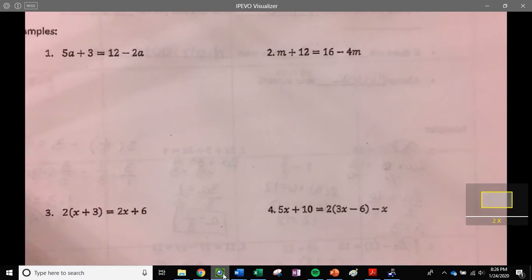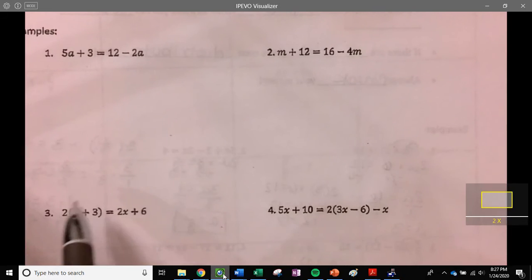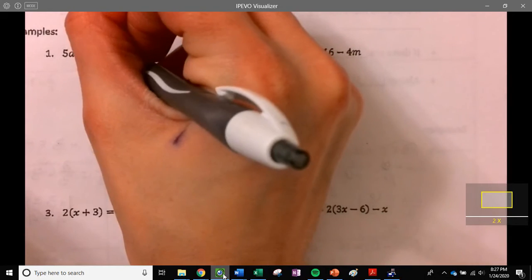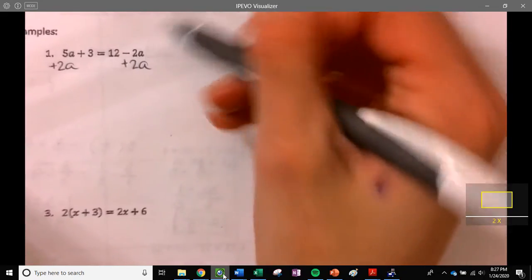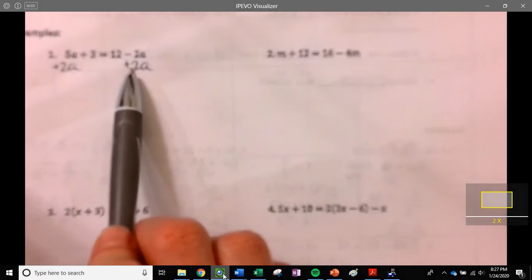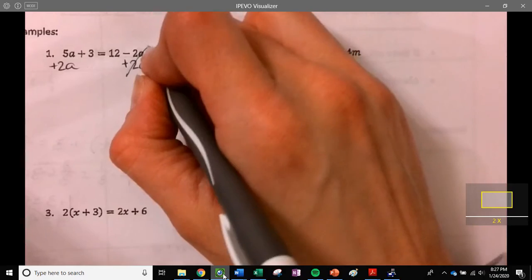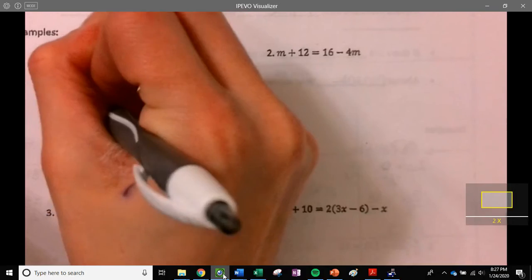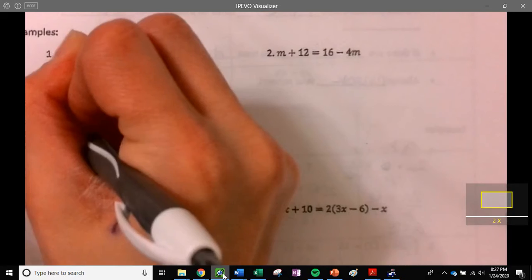5a plus 3 equals 12 minus 2a. I can't combine anything over here, and I don't have any parentheses that I need to distribute. So I'm going to move my variable first, and I'm going to start on the right because I'm in the habit of getting my variables on the left. I have a negative 2a, so I'll move it, quote unquote, by adding 2a, doing the opposite. That means they cancel out on this side, and now I'm up 2 a's on this side for 7a total, plus 3 equals 12.